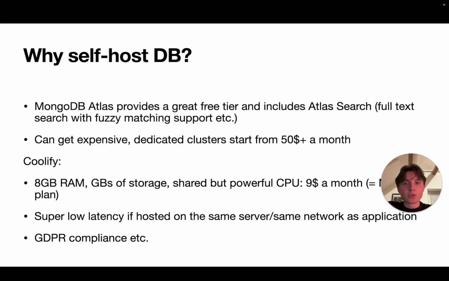It also has vector search, it has backups, but it can get expensive if you have larger amounts of data. And if you, for example, want a dedicated cluster, so on a dedicated server, they start from $50 upwards a month, which can get quite expensive. Now on Coolify, for example, you can get 8 GB RAM with gigabytes of database storage. And it's still a shared CPU, but it's very, very powerful for $9 a month, which is equal to the M2 plan on MongoDB Atlas, basically the cheapest plan that exists, which is pretty weak. So it will give you a lot more for the money that you pay.